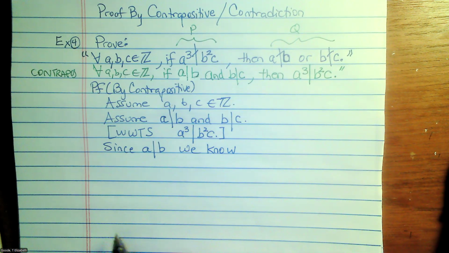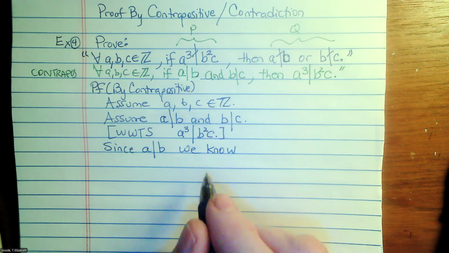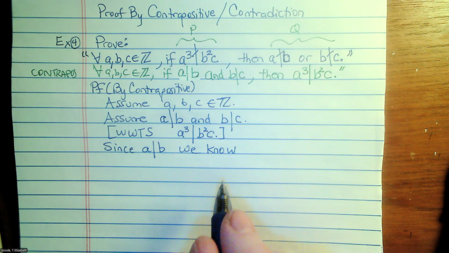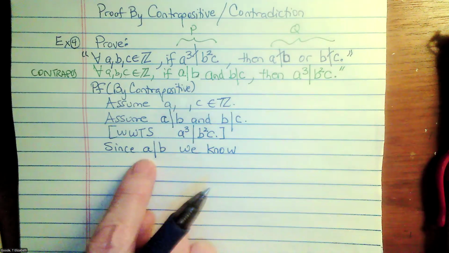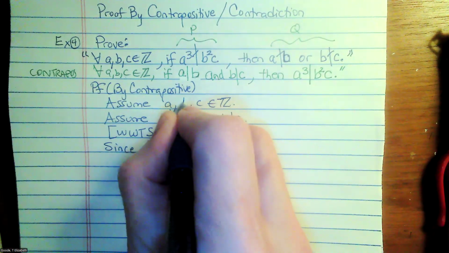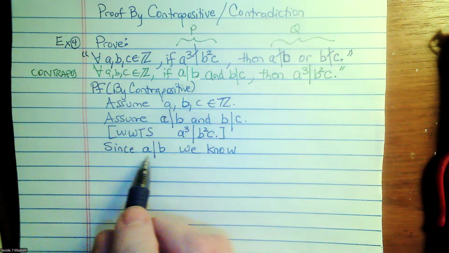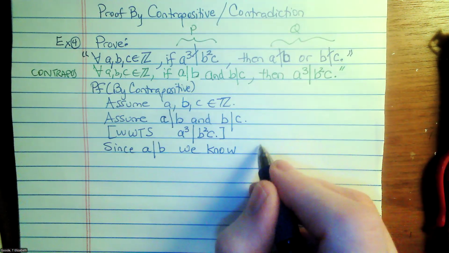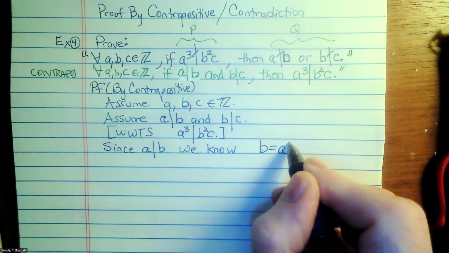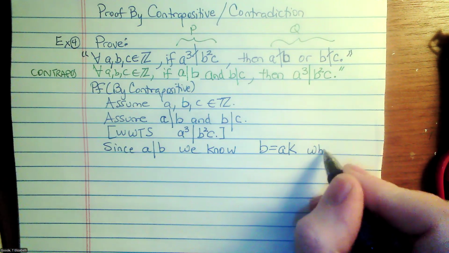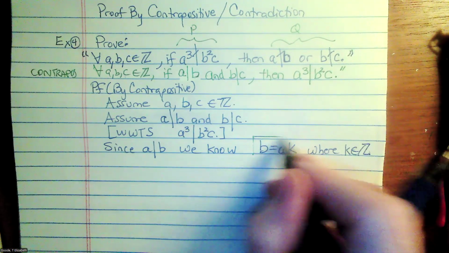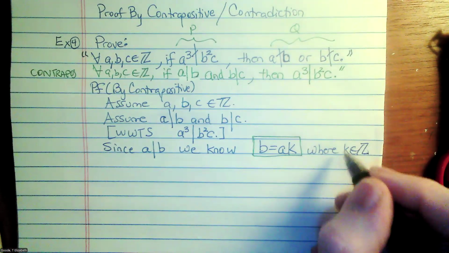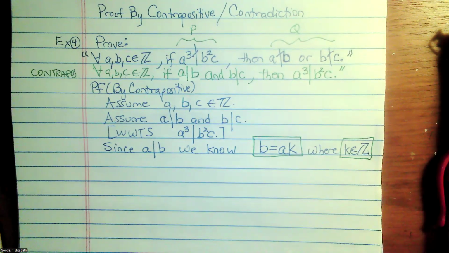Since A divides B, we know that A and B are elements of Z. Well, 7 and 5 are elements of Z, but 7 doesn't divide 5. We need to use the definition of divides. What kind of equation do we get? B equals A times an integer, say K, where K is in Z. Great. So we've got some proof money, part one and part two of the definition of divides.